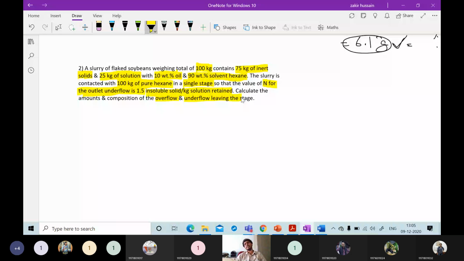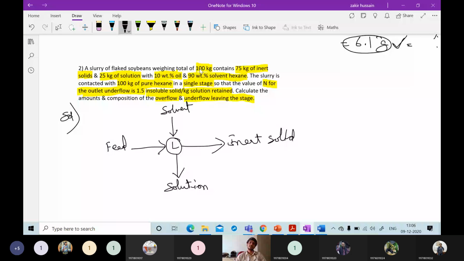So this is the feed stream. Then this is the pure solvent stream. Then the leaving stream is the solution stream or raffinate stream. Then this is the extract stream, or we can say the inert solid stream. Now from the given data: a slurry of flaked soya beans weighing a total of 100 kg. So out of that, 75 kg is inert. So B is equal to 75 kg.